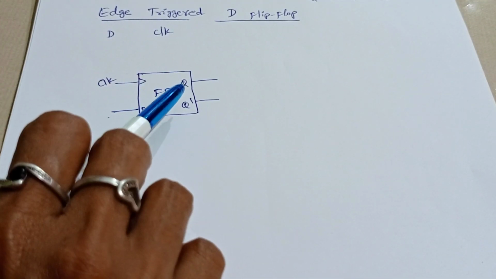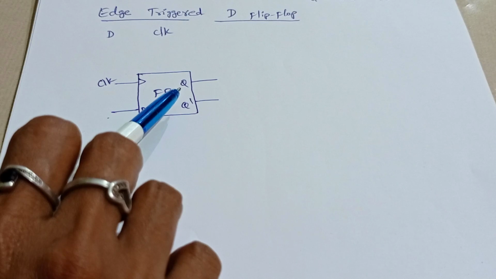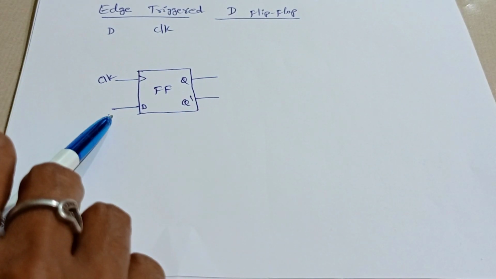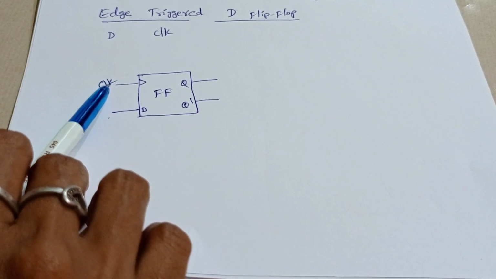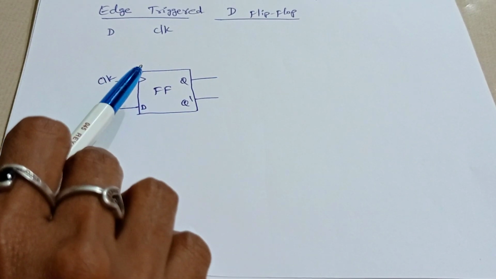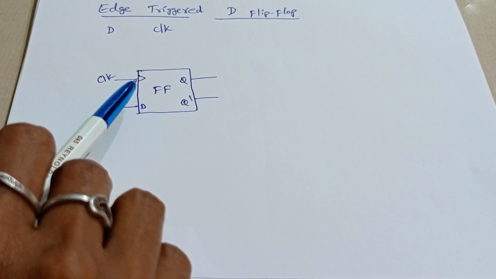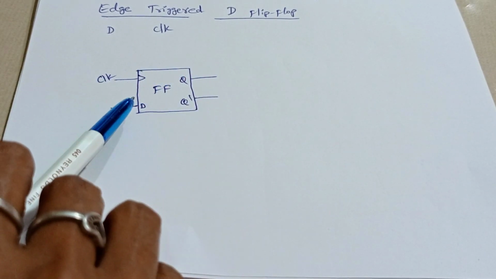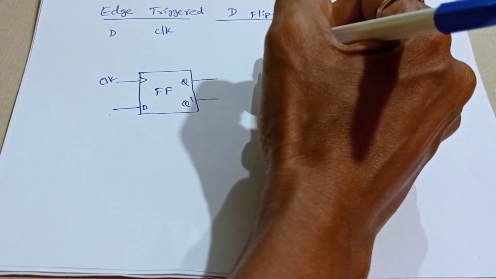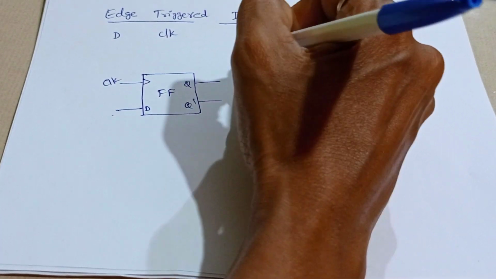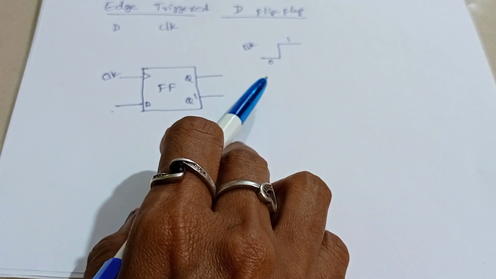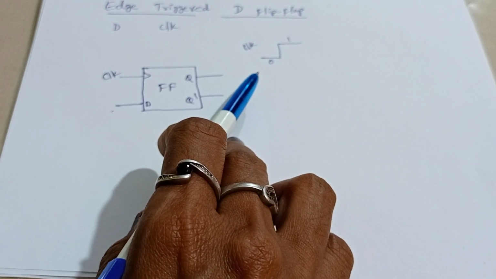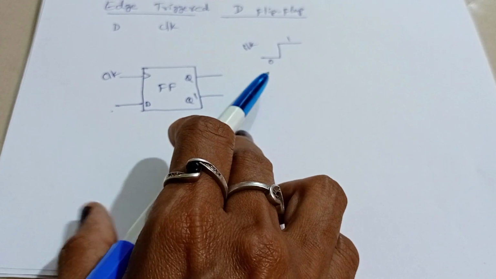If the output can change in response to a 0 to 1 transition, that is, the clock is changing from 0 to 1, a transition of the clock input, we say that this flip flop is triggered on the rising edge, 0 to 1. If the clock goes from 0 to 1, then this is said to be the rising edge or positive edge of a clock.